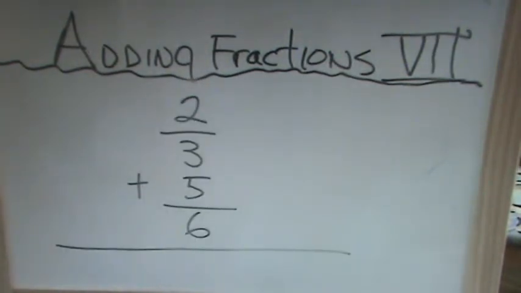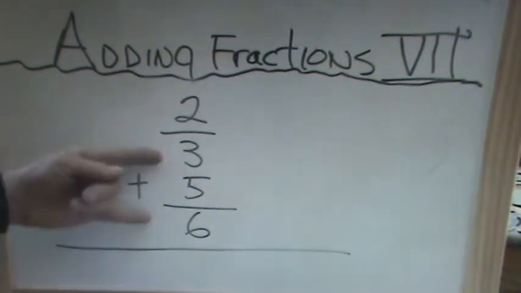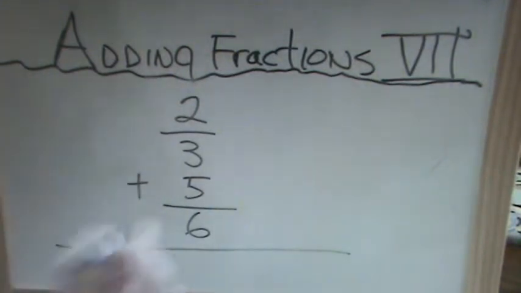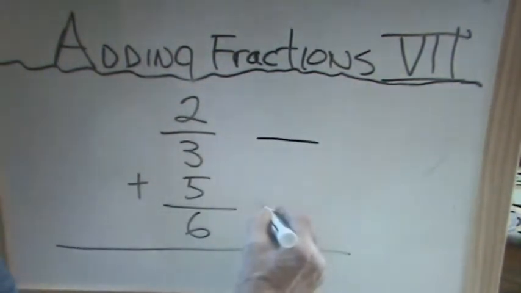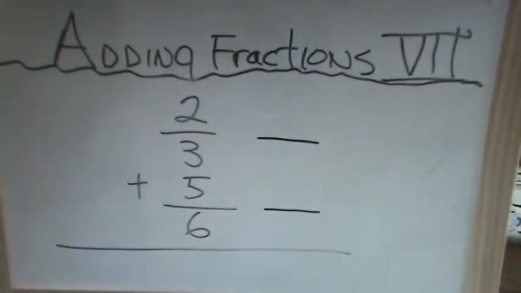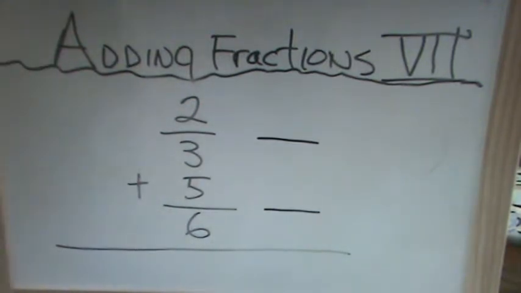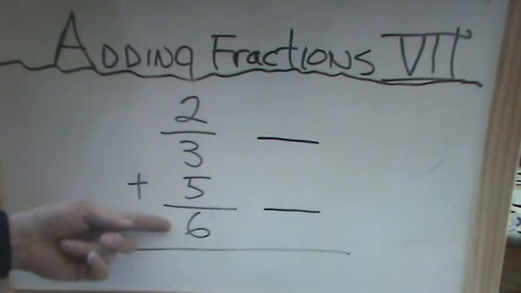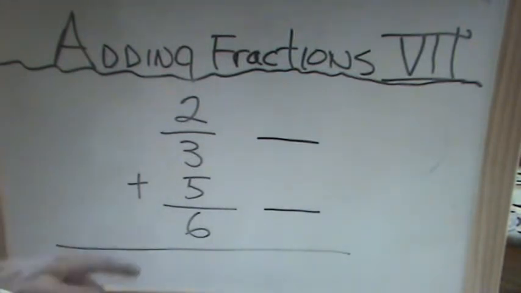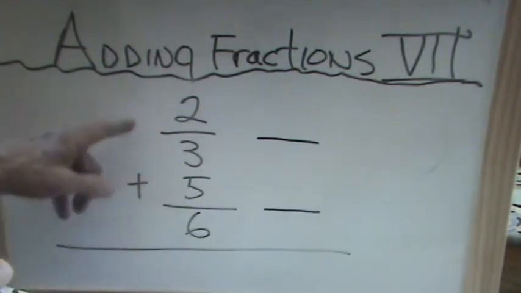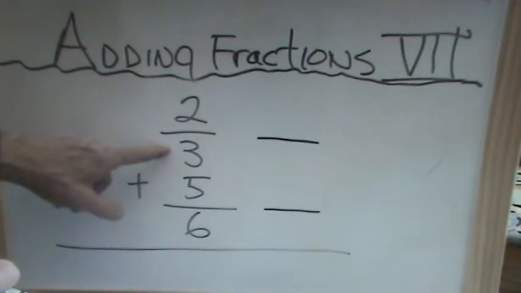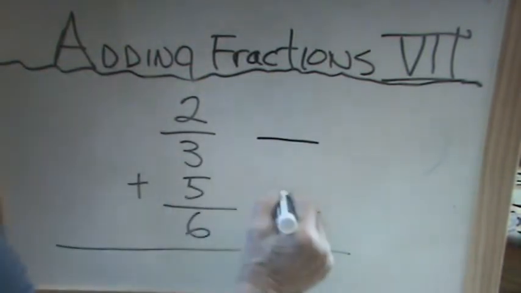Let's take a look at this problem, where we have 2/3 plus 5/6. Well, we know we can't add them, because the denominators are different. So we're going to have to raise one of these fractions to a higher name. So we're looking for a number that 6 goes into evenly and 3 goes into the same number evenly. Since 6 has to go into the number, let's start with 6. 6 will go into 6, we know. Will 3 go into 6? Yes, 3 will.